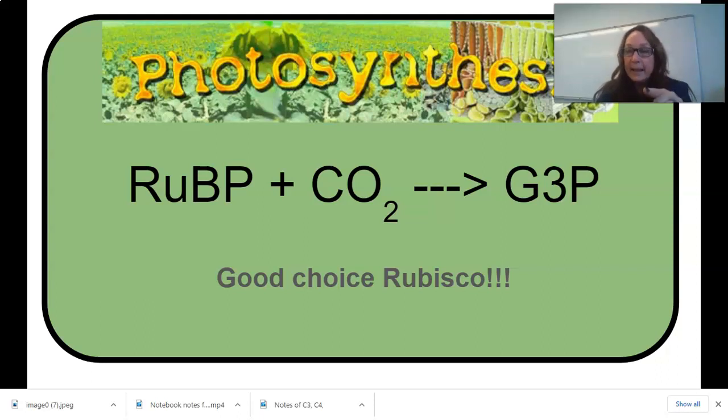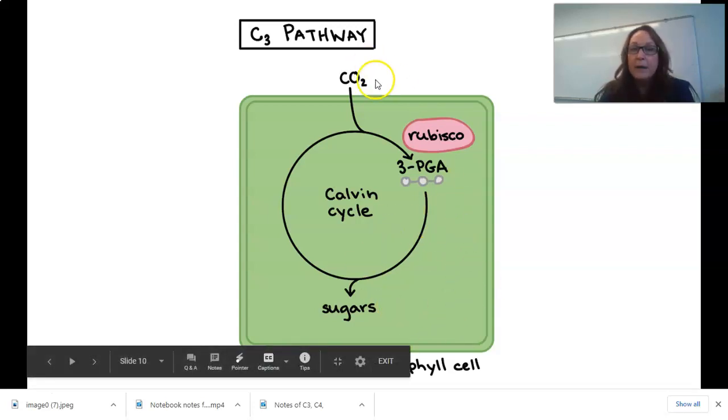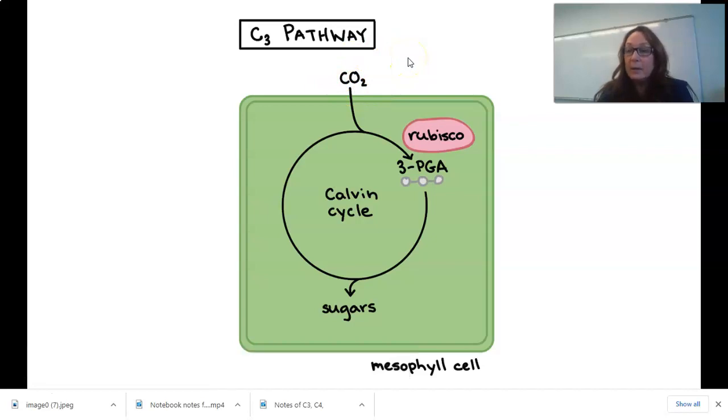So this is the Calvin cycle. This is what Rubisco is supposed to do. Way to go, Rubisco. This is just a diagram. You may want to stop the video and put this into your notes. It's showing that in these mesophyll cells, there's access to gases that come in through the stomata at the bottom of the leaf. Carbon dioxide, oxygen, but in this case we're going to focus on carbon dioxide. It's nonpolar, so it'll come straight in through the membrane.